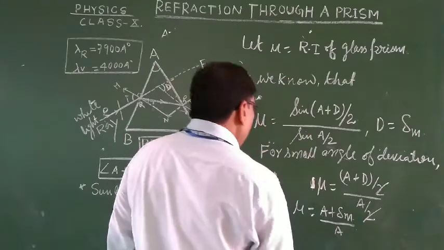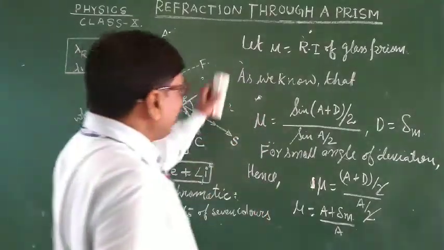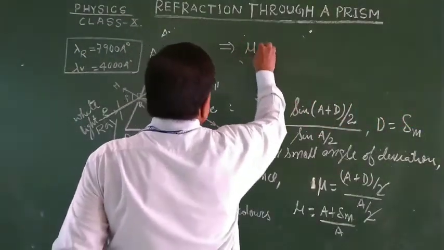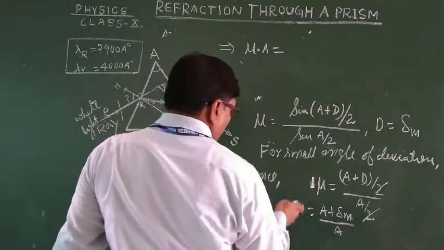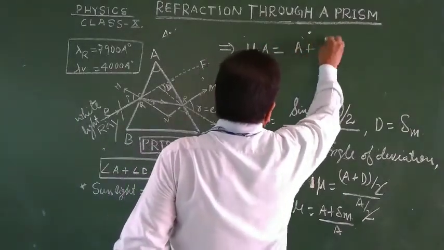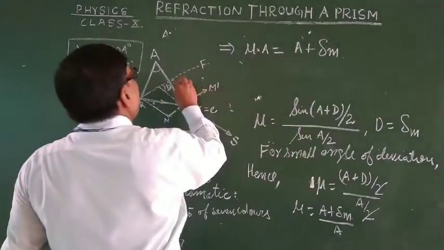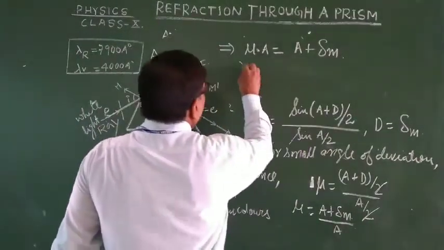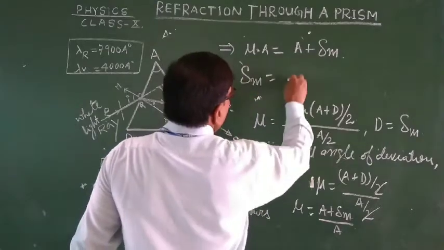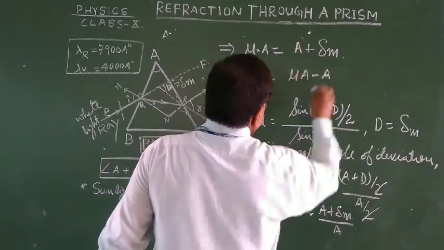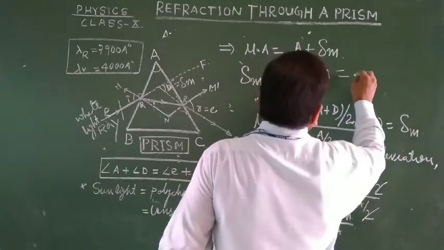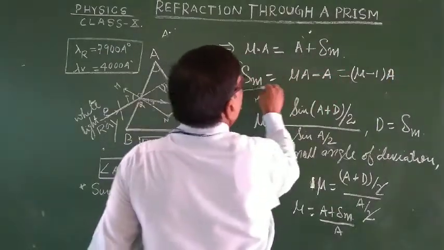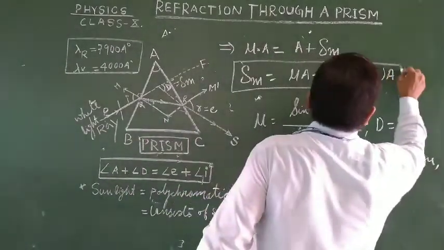So mu into A is equal to angle A plus delta m. This is the angle of minimum deviation. So delta m is equal to mu A minus A, which is equal to (mu minus 1) into A. This is the expression for the minimum angle of deviation.